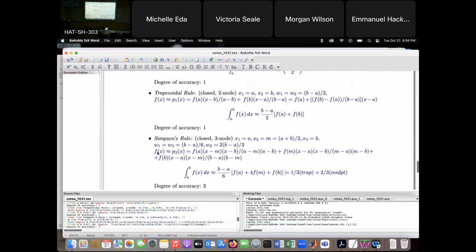But in this case, f is approximated by a quadratic polynomial, and here it is in Lagrange form, admittedly kind of a mess. Because it's being approximated by a quadratic, you would expect that Simpson's rule would integrate polynomials of degree up to 2 exactly. But we can actually do better. The degree of accuracy is 3. So even though we're using a quadratic approximation, Simpson's rule will integrate up to cubics exactly.